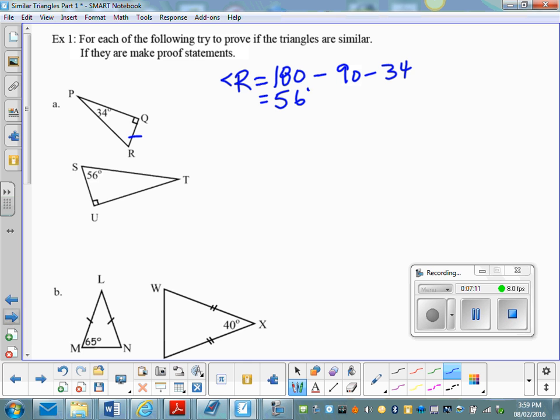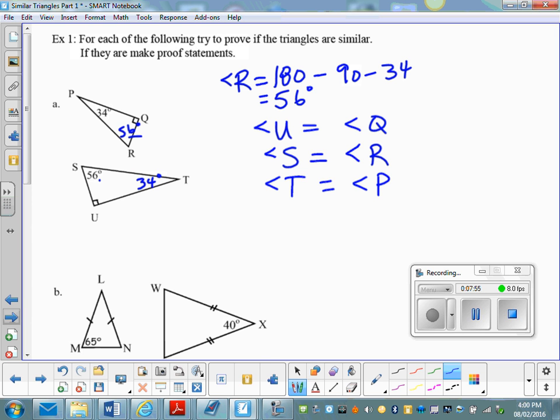So what that means then is that this angle is 56 degrees, and then this angle in the other triangle is going to have to be 34. And so now we know that these two triangles are similar. We can say angle U equals angle Q, because they're both a 90-degree angle. I can say angle S, that's 56 here, is equal to angle R. And then I can say that angle T is equal to angle P.